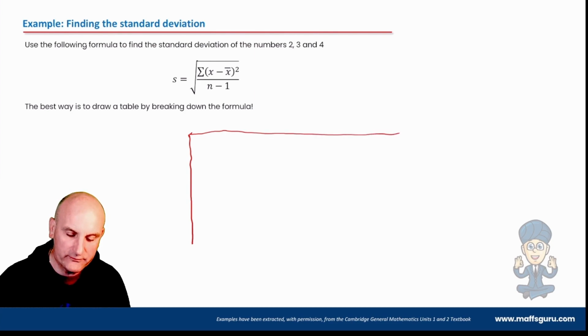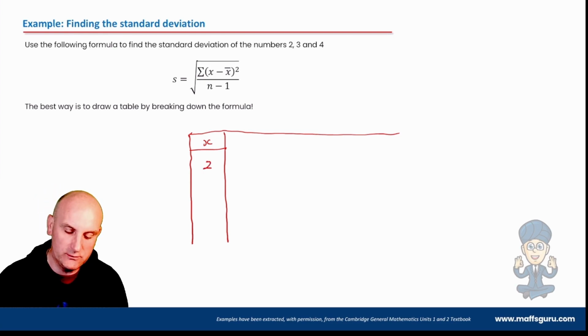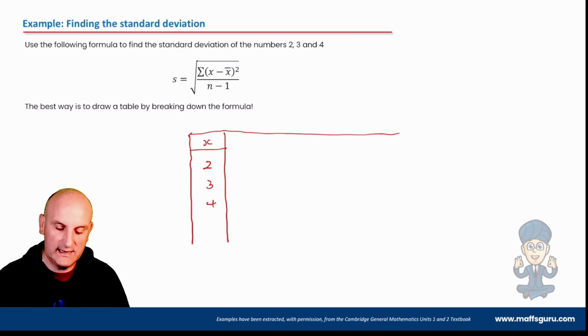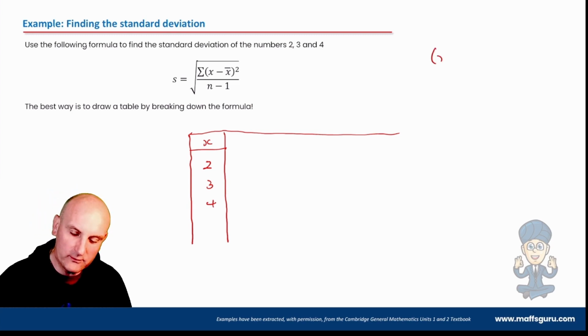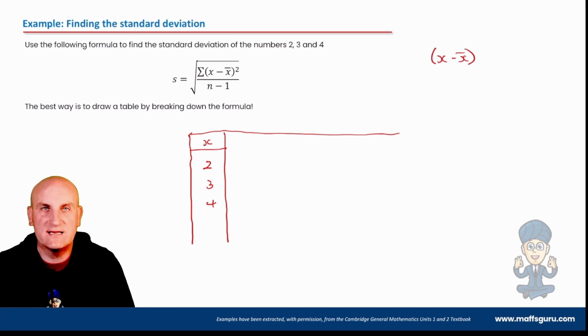I don't know how big my table is going to be, but the first thing I'm going to do is write down my values of x. So x stands for my data items. I've got the numbers 2, 3, and 4. Now we're going to look at my formula, and we're going to do x minus x bar. I'm actually going to break my formula down or do it in reverse. So x minus x bar, what on earth?